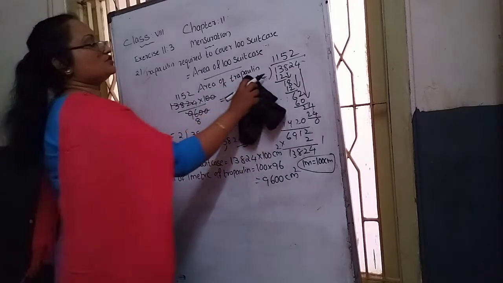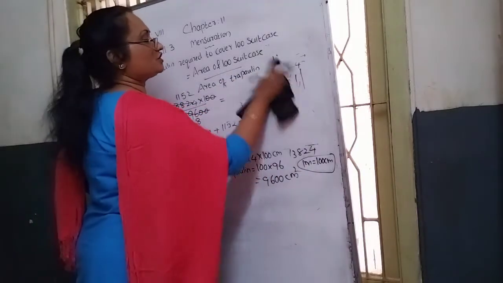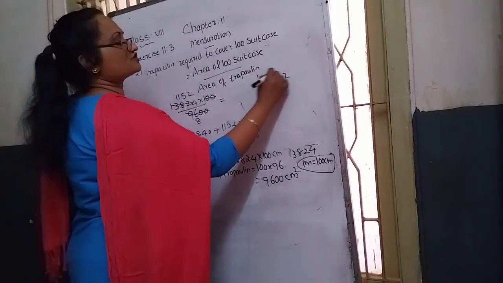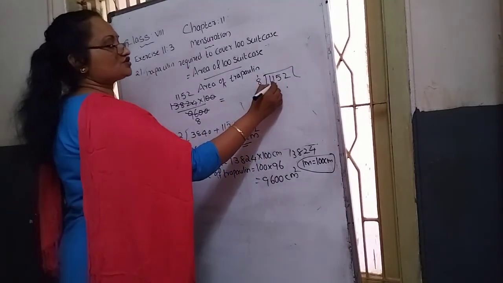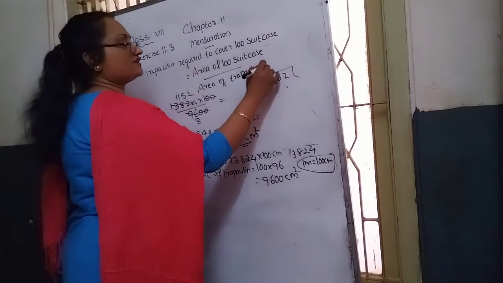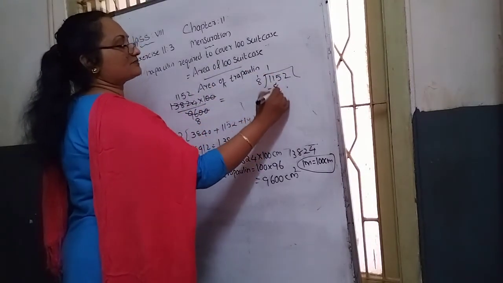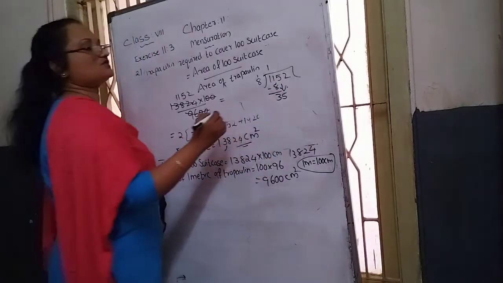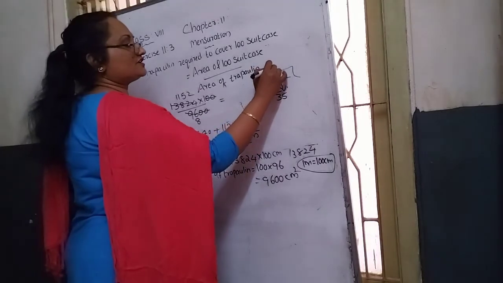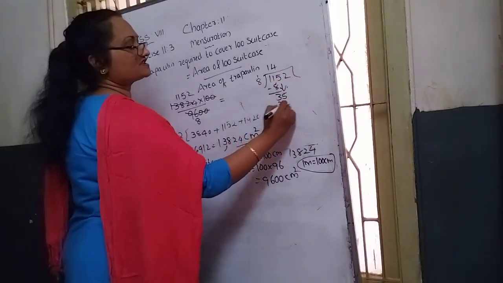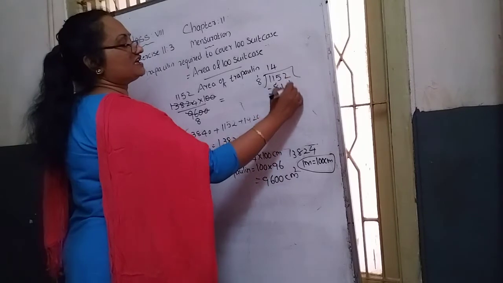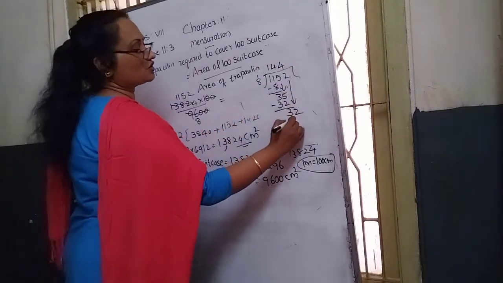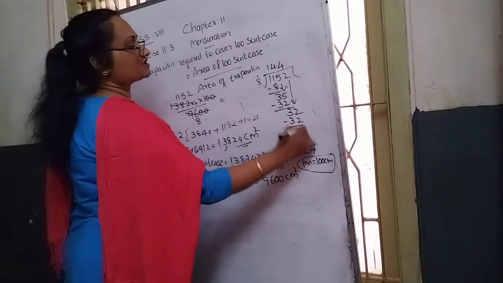Again, use the 8 table. Is cancellation possible or not? Check it, 8 table. 1152, is it possible to cancel with 8? First two places consider. 8 table, 11 is not there, so one time 8, do the subtraction. 3 will come in. Next number 5, bring down, 35. 8 table, 35 is not properly there, so 4 times 32. Subtract, 3. Again bring down the next number, 32. 8 table, 32, 4 times. So do the subtraction.